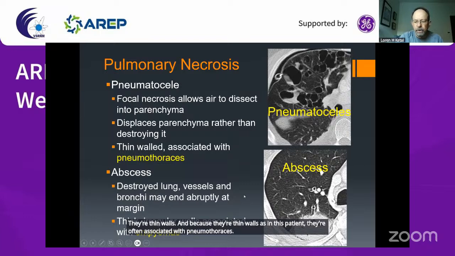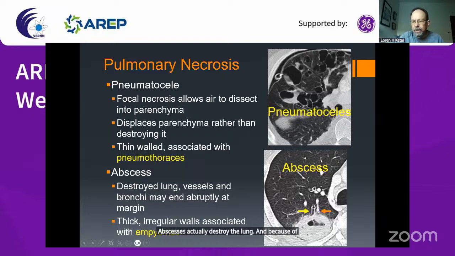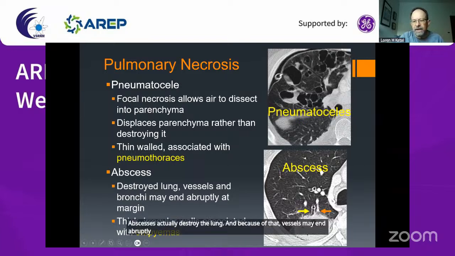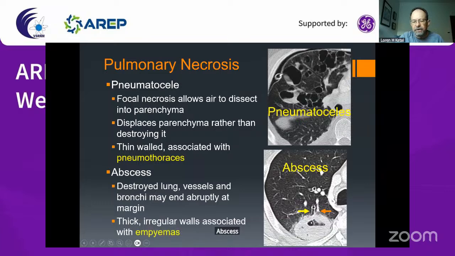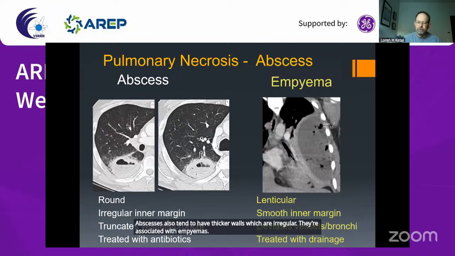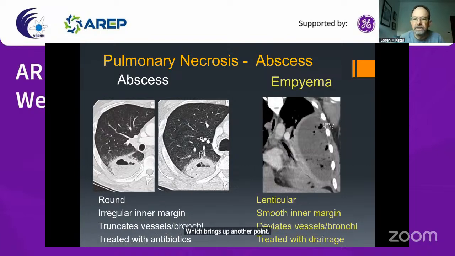Abscesses actually destroy the lung. And because of that, vessels may end abruptly at the margin of the abscess. Abscesses also tend to have thicker walls, which are irregular. They're associated with empyemas, which brings up another point. If you do see an air fluid level, it's important to determine whether you're looking at an abscess or an empyema.